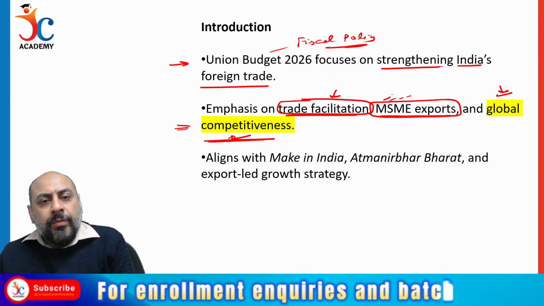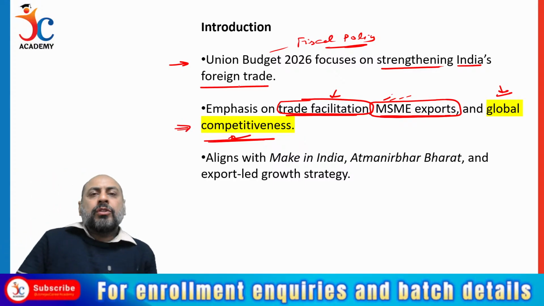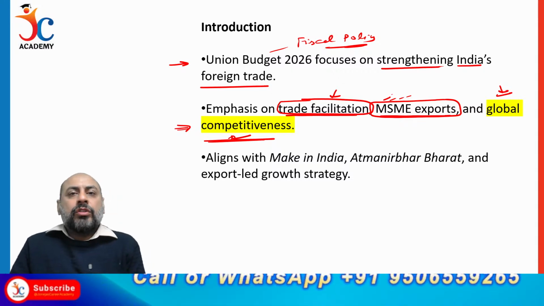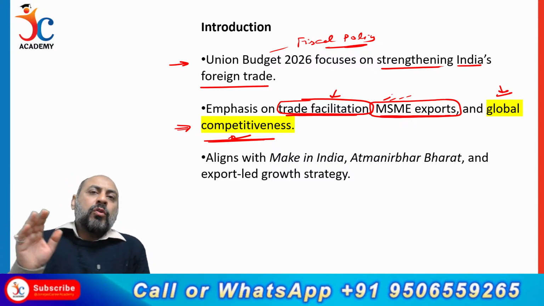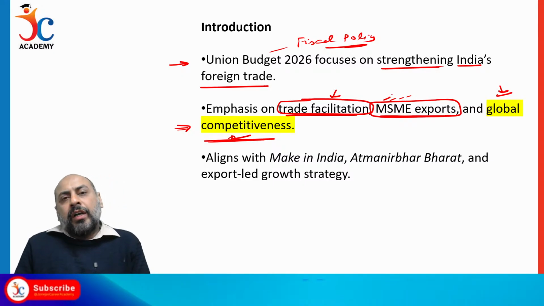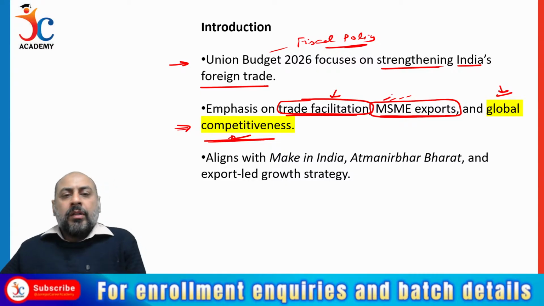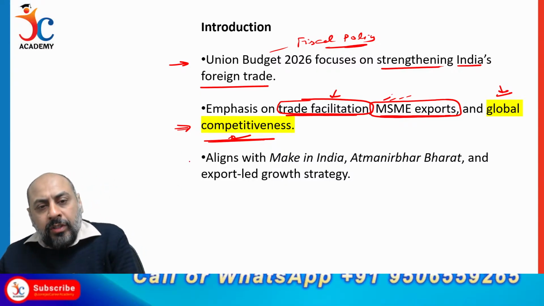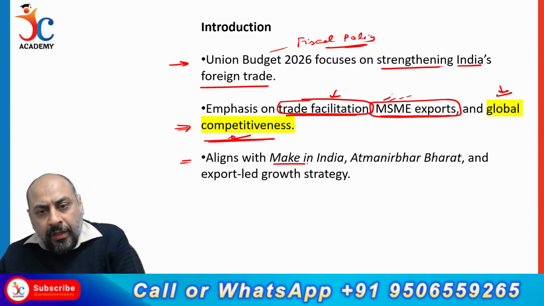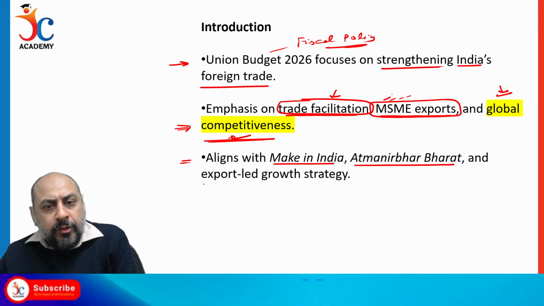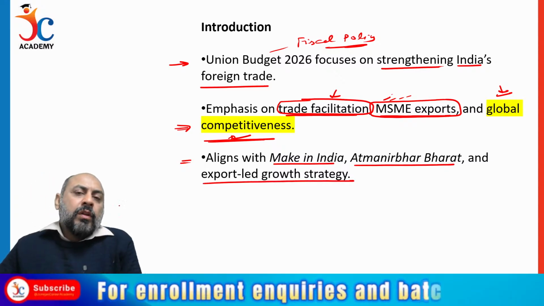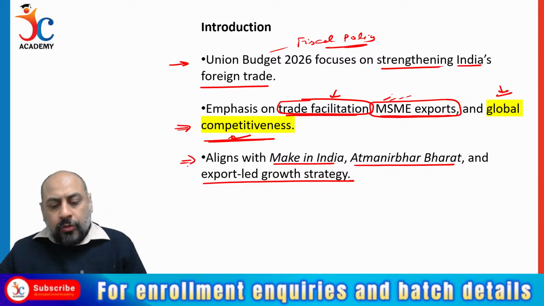Now this term is very important. Why? Because when we talk about India as a global economy, we have to stay competitive in the market vis-a-vis our global players. When it comes to India, India's peers are maybe China, maybe Brazil, and similar countries, right? And the objective of this budget was to align with Make in India, Atmanirbhar Bharat, and export-led growth strategy. So the objective was to push exports.